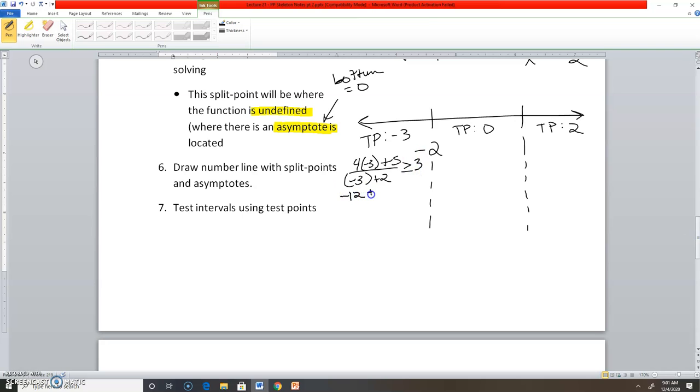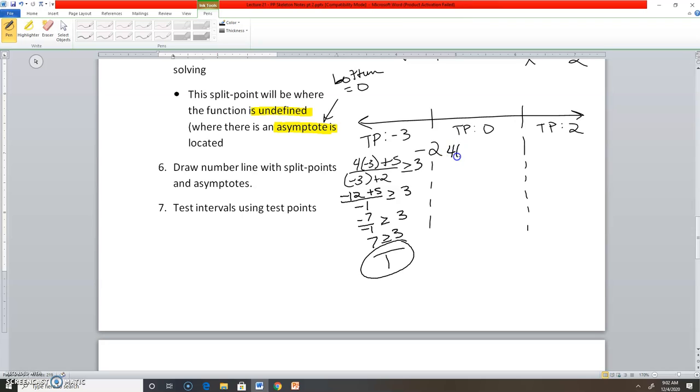Negative 12 plus 5 over negative 1, greater than or equal to 3. Negative 12 plus 5 gives me negative 7 over negative 1, greater than or equal to 3. 7, two negatives make it positive. Is 7 greater than or equal to 3? True. Okay, true's the good stuff.